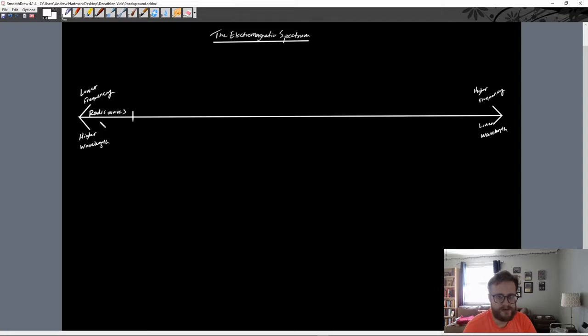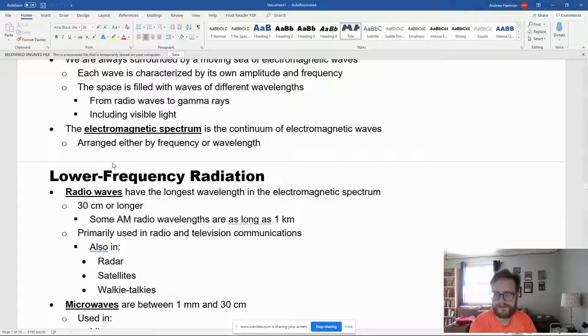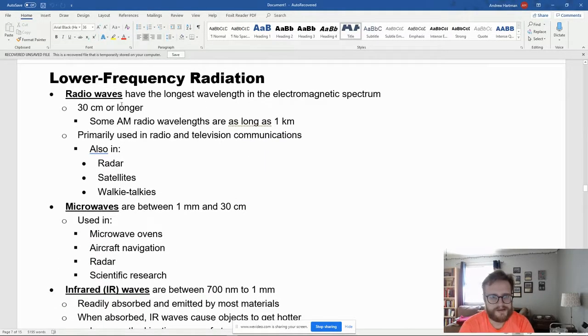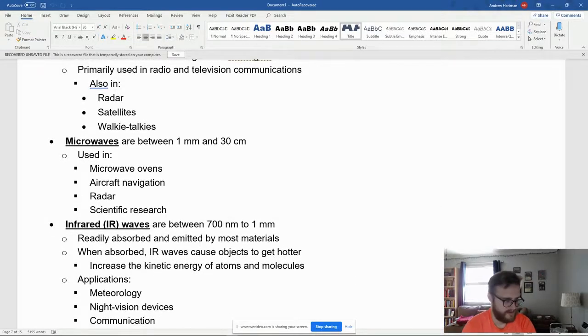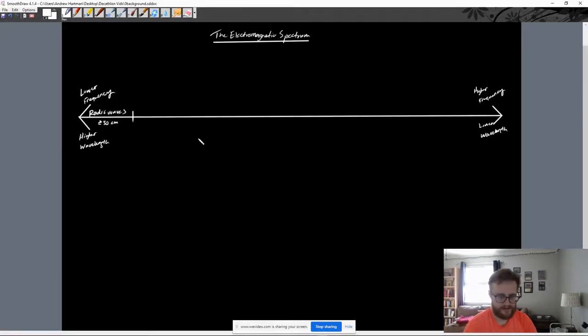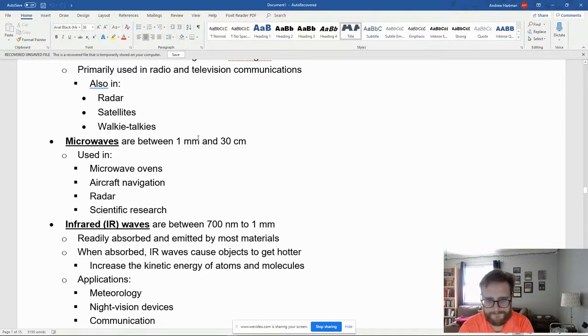Radio waves are greater than or equal to 30 centimeters in length, so they're quite large. They are the longest wavelengths of the electromagnetic spectrum, 30 centimeters or longer, and we even have some AM radio wavelengths that go as long as 1 kilometer. Radio waves are used for radio and television communications, radar, satellites, and walkie-talkies.